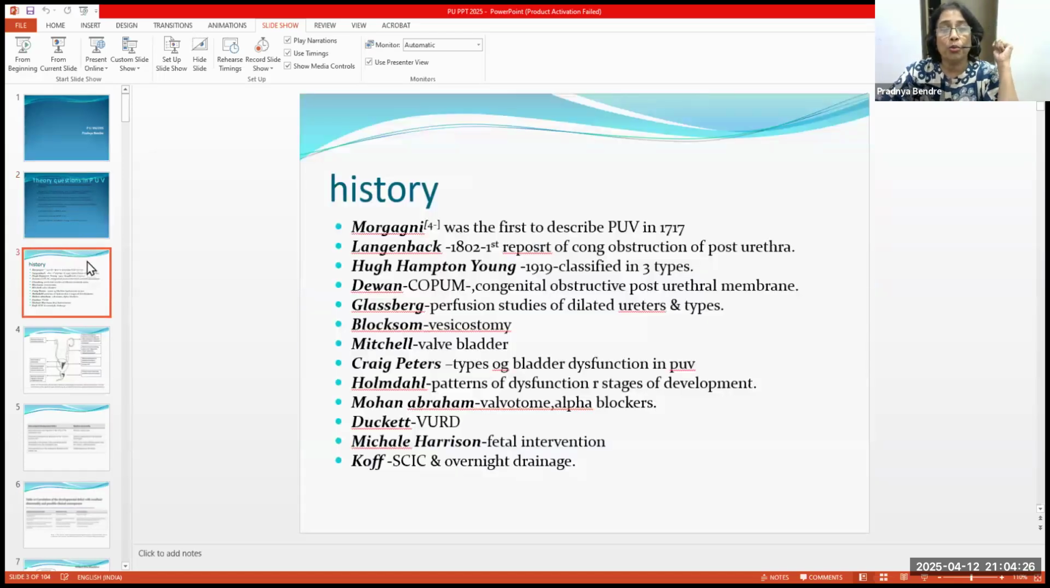Before starting any topic, we need to remember a few names in that subject who have contributed significantly. A few of these names are Morgagni, Hugh Hampton Young, and Devan is another, with the concept of COPUM, that is congenital obstructive posterior urethral membrane. Glassberg must be remembered because he is the one who told us about the dynamics of the upper urinary tract and lower urinary tract.